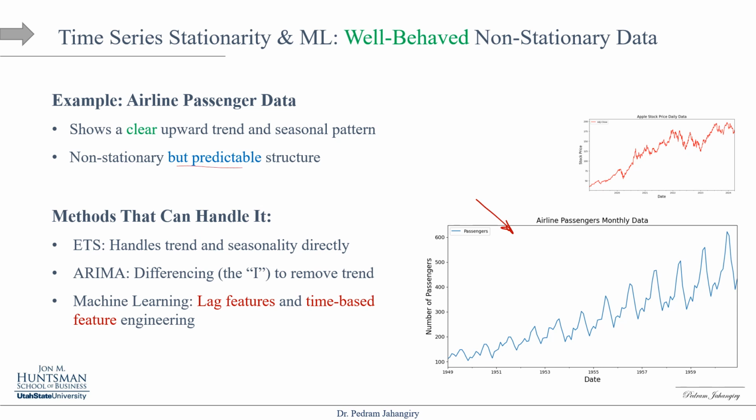In that case, I would say for machine learning models, we don't necessarily need to transform the data from non-stationary to stationary as long as your feature engineering is deep enough, right? So how did econometrics handle it? ETS models handle trend and seasonality directly. ARIMA differenced the data, made it stationary, and then applied the AR and MA components. In machine learning, we can do it by doing correct feature engineering, right?